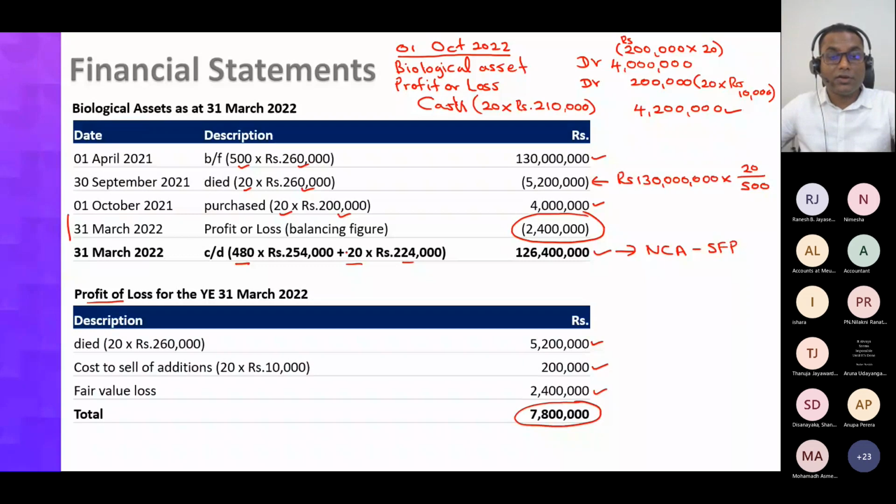Then I have purchased 20 cows on 1st October 2021, right? At the time of purchase, they were 1 year old. At the end of the year, they are now 1.5 years old. So I have 480 cows, 4 years old, and I have 20 cows, 1.5 years old.